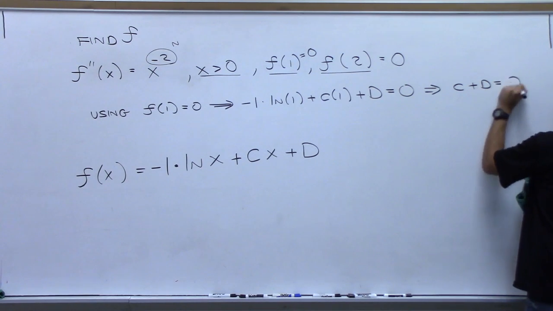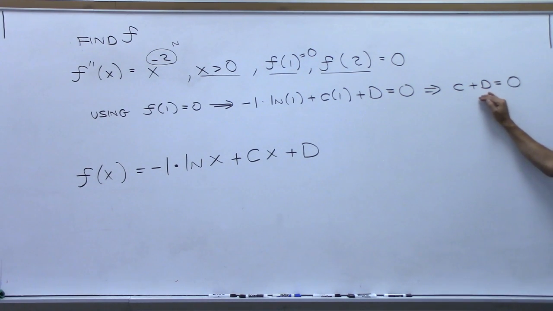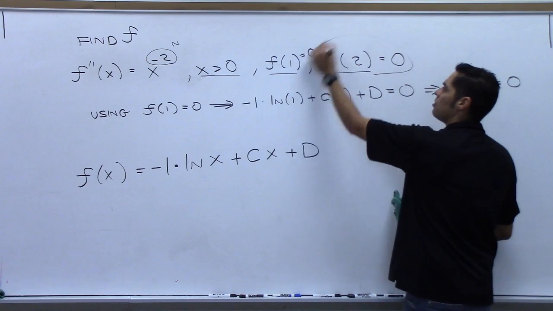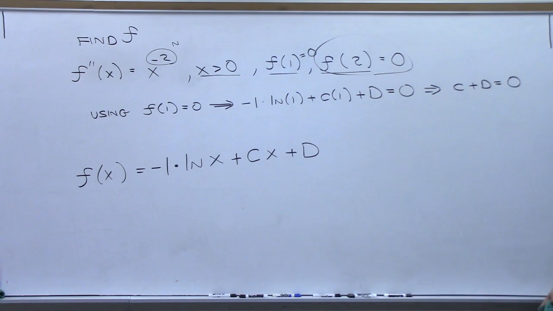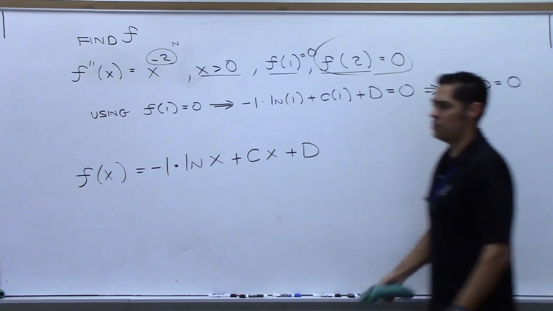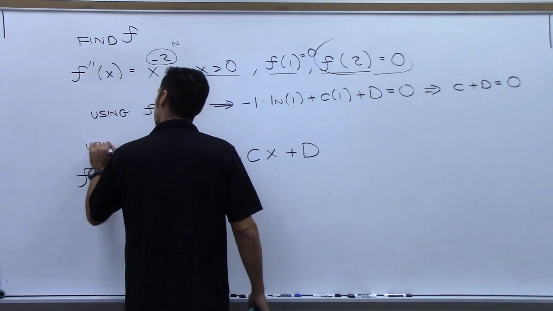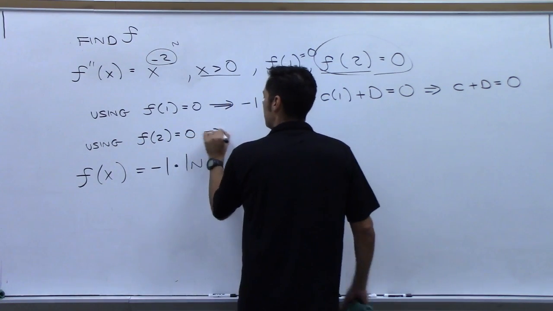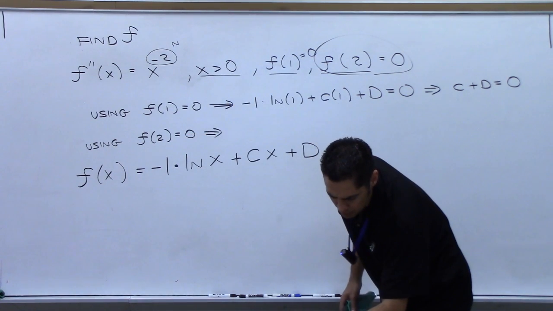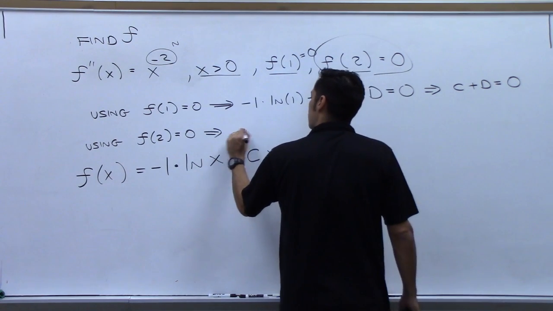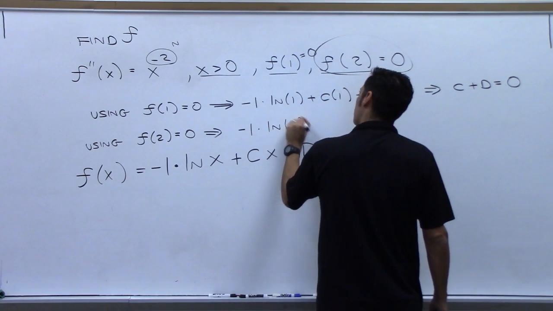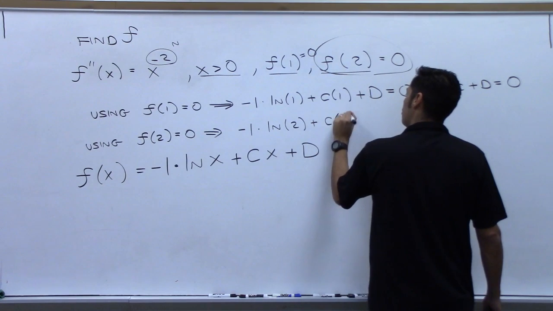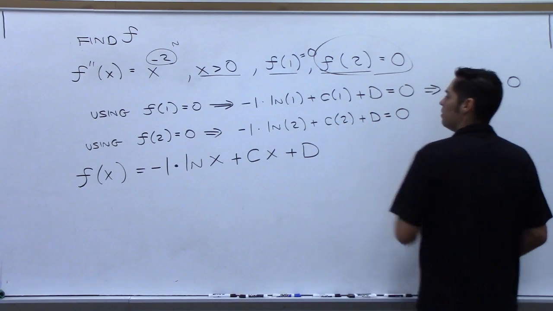Does that allow me to figure out what c and d is? No, right? I can't tell you what c and d is if I only have one equation. But I have another condition, don't I? So now let me use that second condition. Using the fact that f of 2 is 0, and I'm just double checking that that's what was given here. Yep. That means that -1 times natural log of 2 plus c times 2 plus d must equal 0. Do y'all see that?